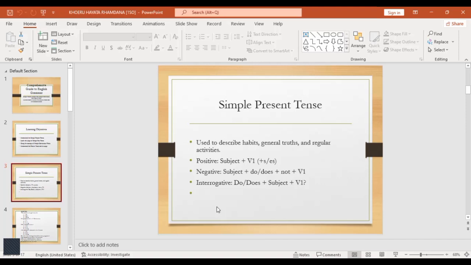In conclusion, the simple present tense is used for habits, general facts, routines, and fixed schedules. Don't forget to use the base form of the verb or add s or es for he, she, or it, and remember to use do or does for negative and question forms.